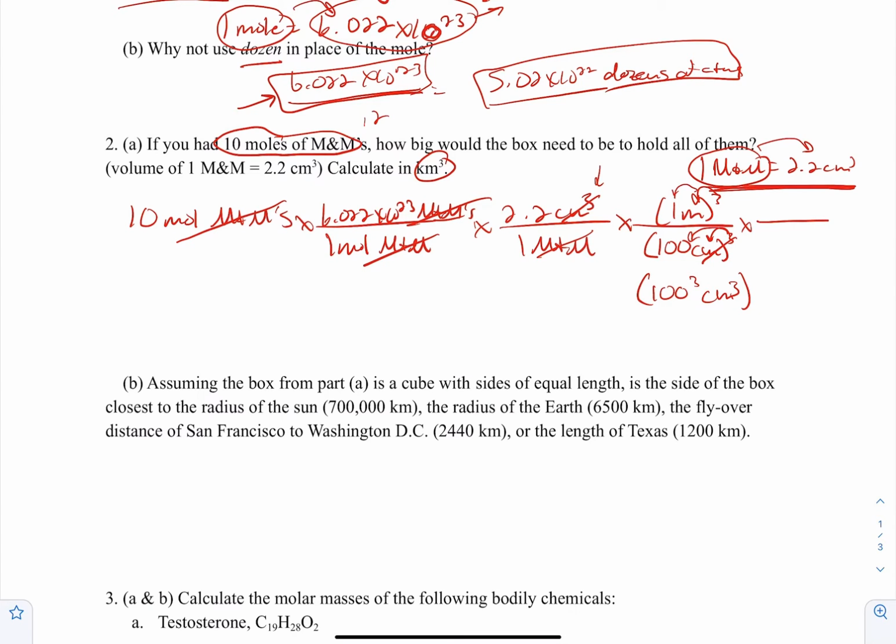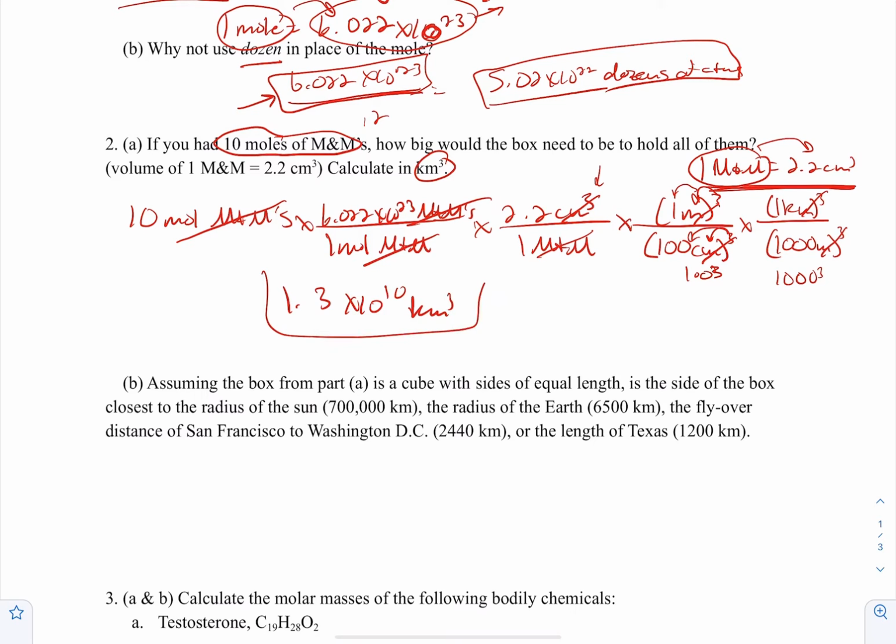And then I have to turn that from meters cubed into kilometers cubed. Again, same logic: 1 kilometer is equal to 1,000 meters. Then cube it again so that these meters cubed will cancel. Remember that the 1,000 down here is actually 1,000 cubed. So here we have 100 cubed, and then 1,000 cubed. If you do the math right, you should get somewhere around 1.3 times 10 to the 10th kilometers cubed, and that's the volume we'd need.